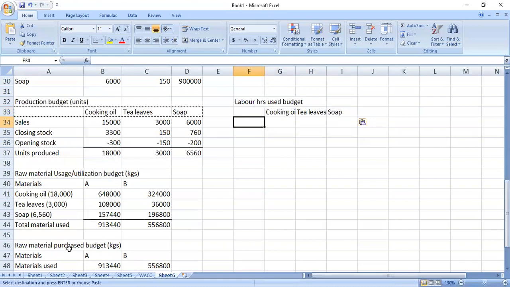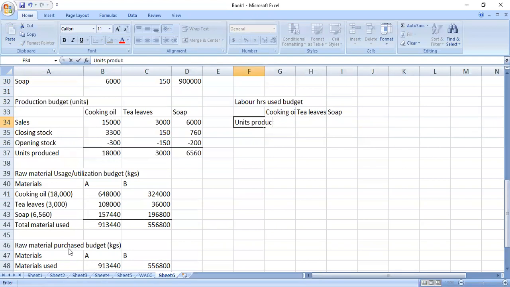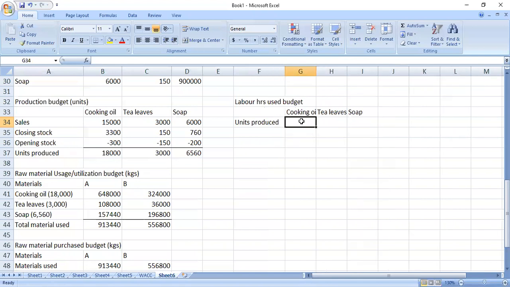Okay. Now from the product, you're saying how many units do you produce? So the units produced remain the same. They come from the production budget. Here you have 18,000. Then you have 3,000. And you have 6,560. Okay. All production budgets, all items there, the direct material, overheads, they all originate from the production budget. Okay. So you know the units that you produce, then you know the hours attached.